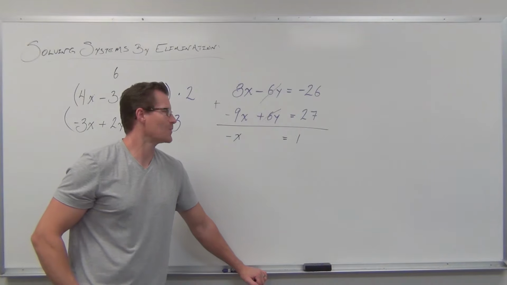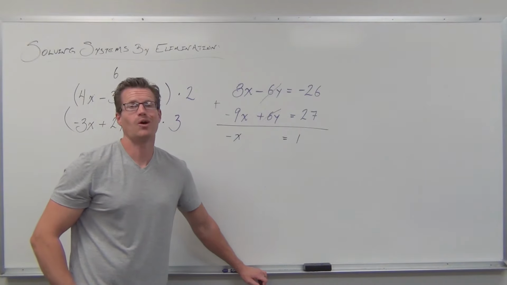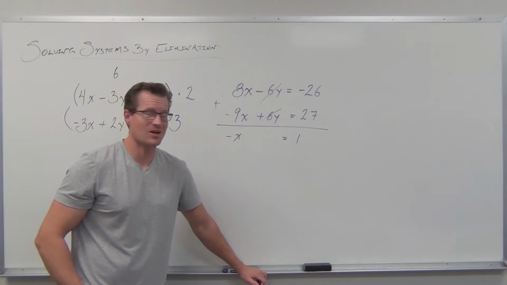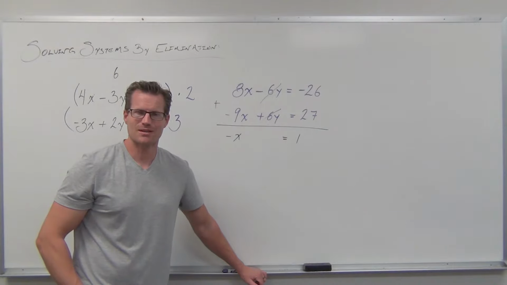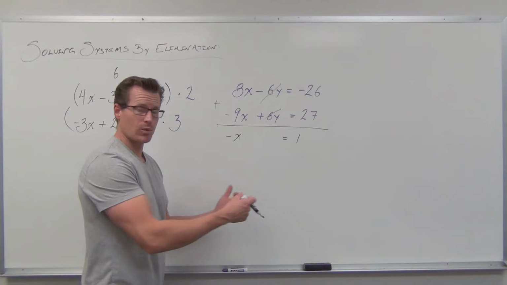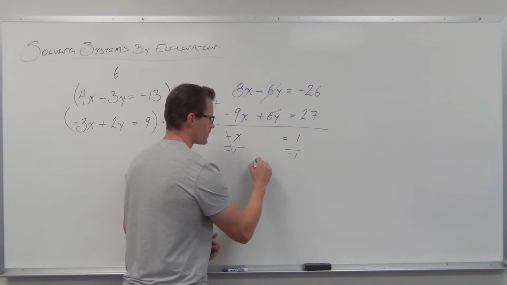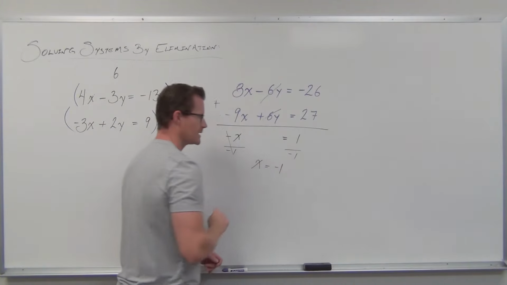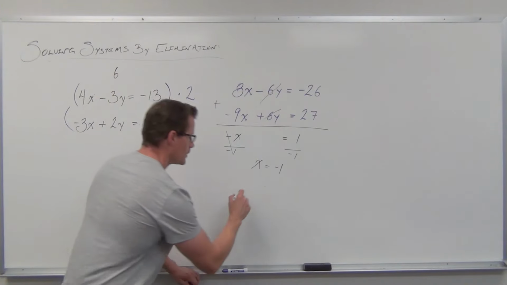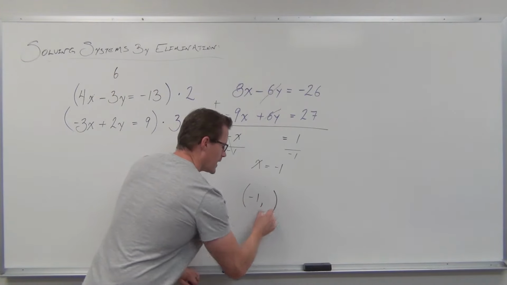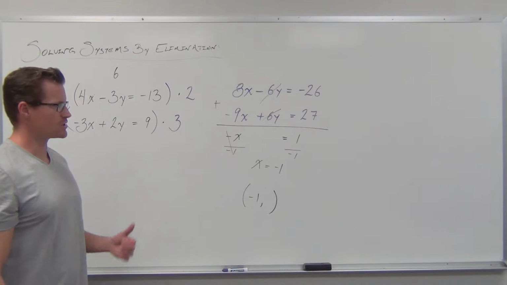Do you like negative x equals 1? If I say, hey, where's the point of intersection? Oh, well, the negative x coordinate is positive 1. That's so confusing. That's not an answer. I want what x is. So let's divide by negative 1 and get negative 1. So I know the x-coordinate of our point of intersection is negative 1.